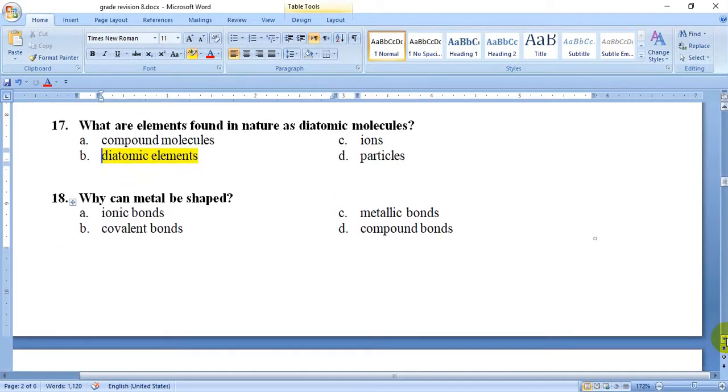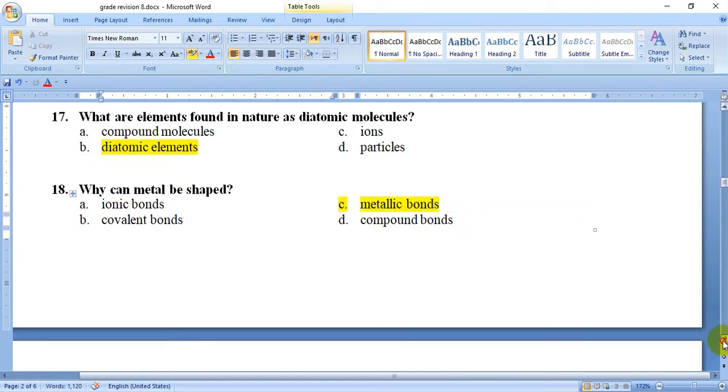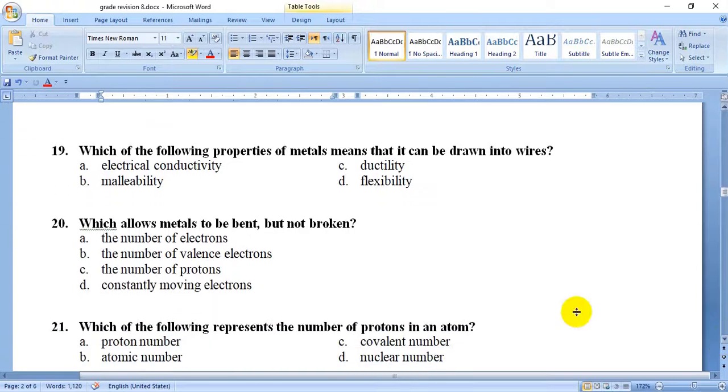Question 18. Why can metal be shaped? As we mentioned before, all metals have properties like malleable and ductile, because of their metallic bond and the free electrons. Question 19. Which of the following properties of metals means that it can be drawn into wires? When we say that metals like copper, aluminum, and gold can be drawn into very thin wires, this is a physical property called ductility. Not flexibility, ductility.